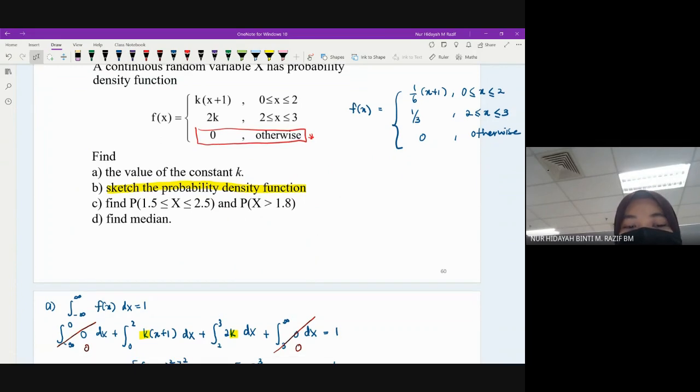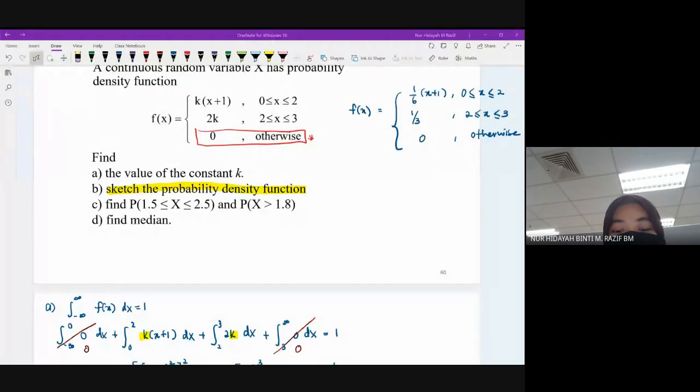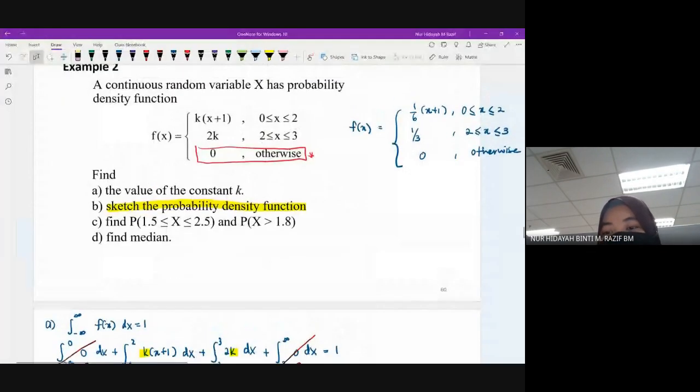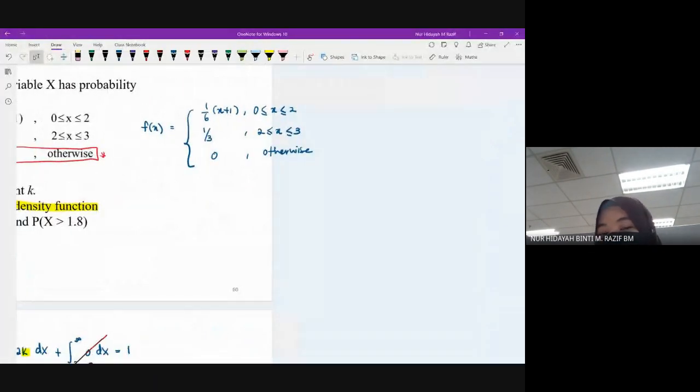Okay, so now dia kata sketch your probability density function. Jadi macam mana kita nak sketch? You tengok kita punya probability density function ni macam fungsi biasa je, betul tak? Linear dengan constant.